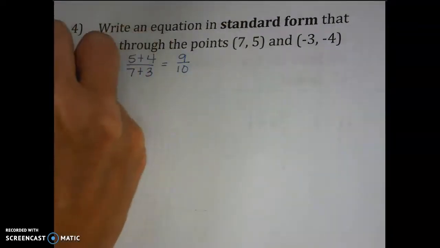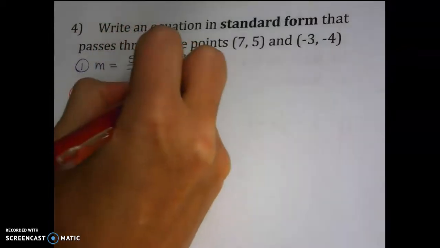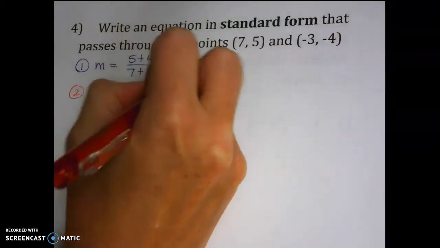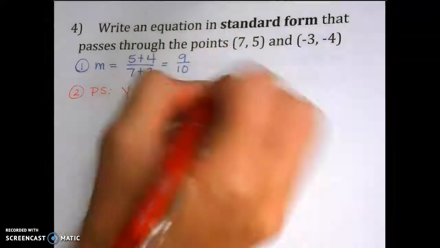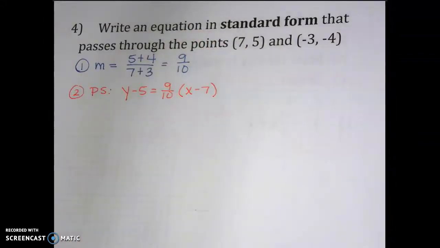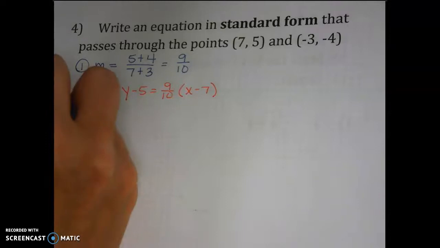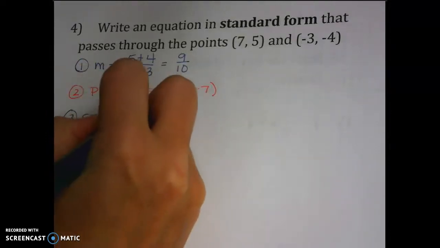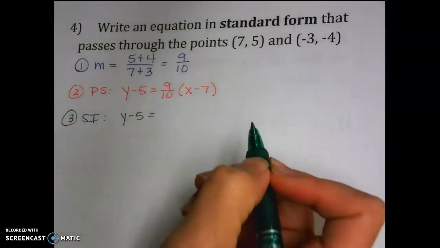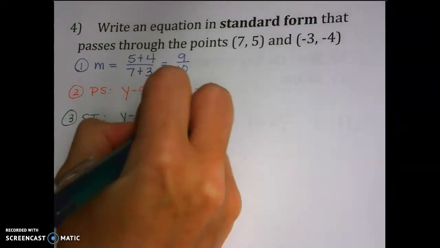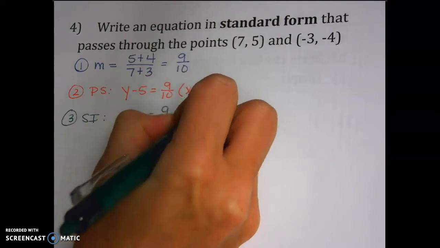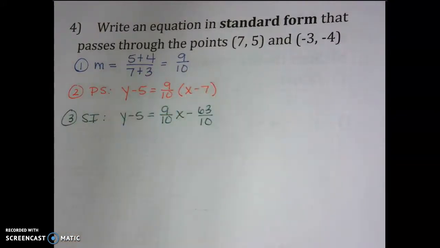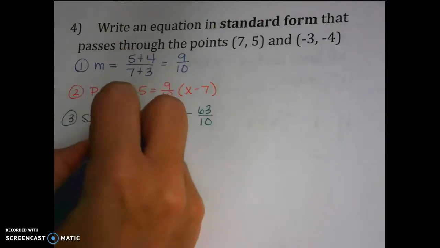I am then going to do step 2, which is point slope. Y minus 5 equals 9 over 10, x minus 7. Then I want to solve it so that it is in slope-intercept form. Y minus 5, I'm going to distribute 9 over 10. So it's 9 over 10x minus 63 tenths. And then I'm going to add 5.